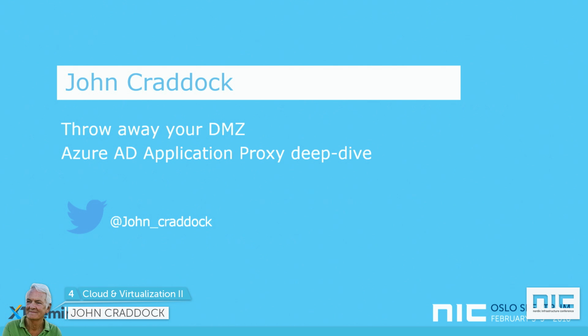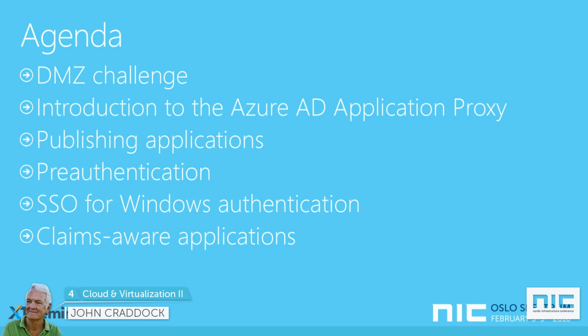So what I'm going to look at is, first of all, I want to just mention some of our DMZ challenges. So first question, how many of you have actually got a DMZ or a perimeter network? Okay, so that's probably about 3/4. And of those 3/4, how many of you are actually publishing on-premise applications through that DMZ? And that's probably just under a half.